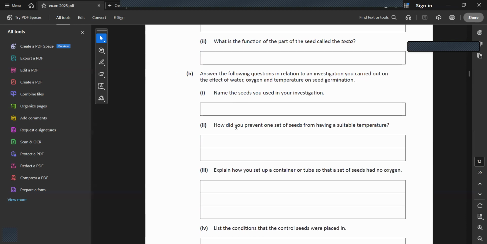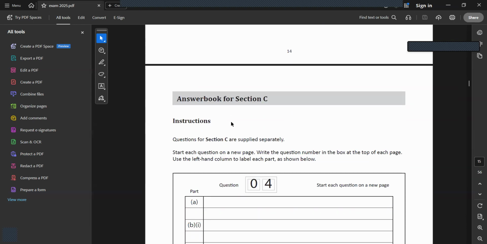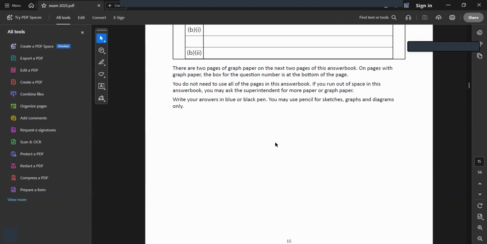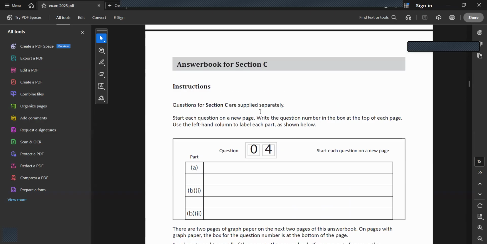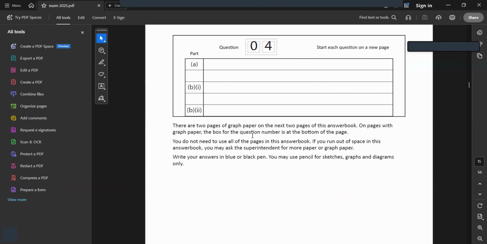Then I come to the next part, that is section C. In section C, as I told you, you have to answer the questions. And what is the thing? You need to start each question on a new page. You have to follow the instructions very clearly. So write each question number in the box at the top of the page, and they always give you all the details that you know. For example, this is question number 4 or question number 5. You have to write it here.